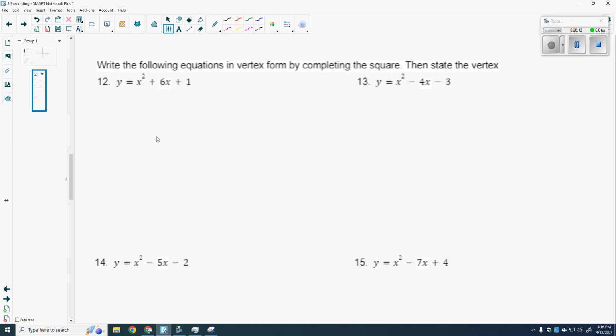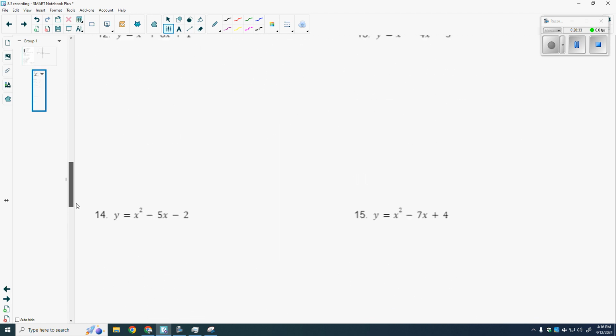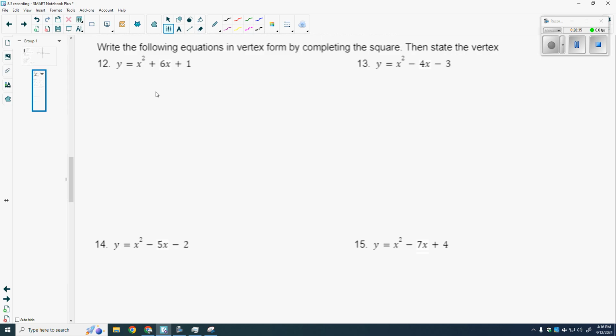Not a new technique, just a different goal. My goal is to change something that's written in standard form to something that's written in vertex form. If I look at this equation right here, I can see my vertex is a negative 2, 5. If I look at this equation here, I can't see my vertex. I would have to do the x equals negative b over 2a concept and all that work. And that works, but we're looking for a different technique. Okay, so here's what we're doing. Still going to complete the square. But then I'm not actually going to solve after that.